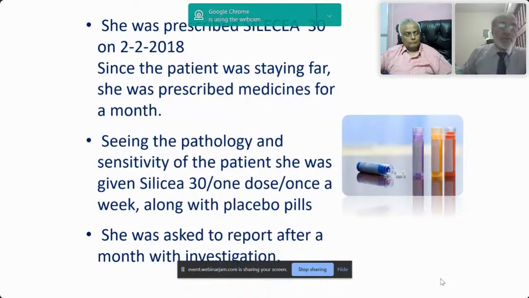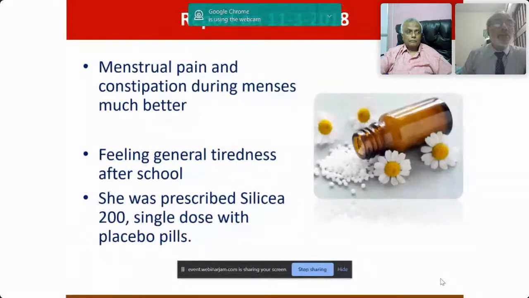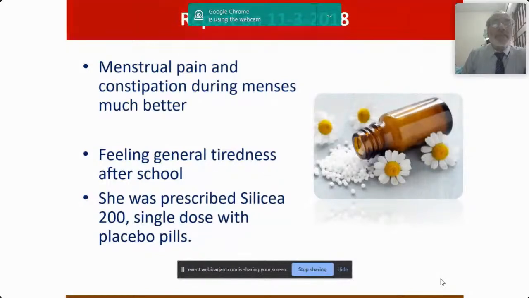Then she was asked to report after a month with a blood checkup. Symptoms are like, see, all joint pains are better. She can write, she can do homework. She is able to ride a bicycle, which she was not able to do so far. Constipation better. Menstrual pain and constipation during menses much better, but still present. Feeling of general tiredness after school was there. She was prescribed Silicea 200 single dose with placebo.